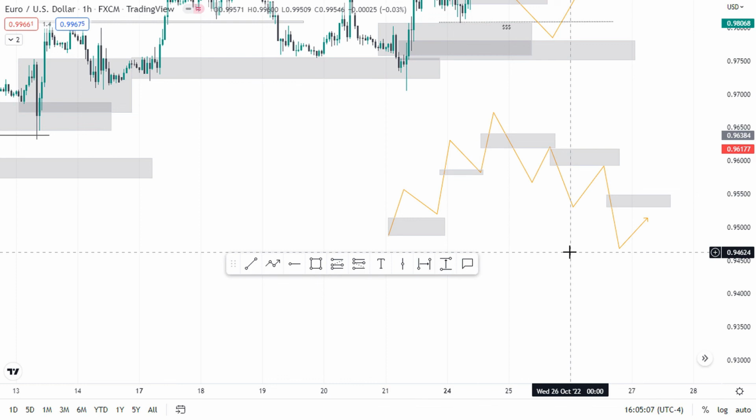In video 4, I'm going to show you how to refine your order blocks to know which order blocks price will likely retest and which ones will likely not be retested.